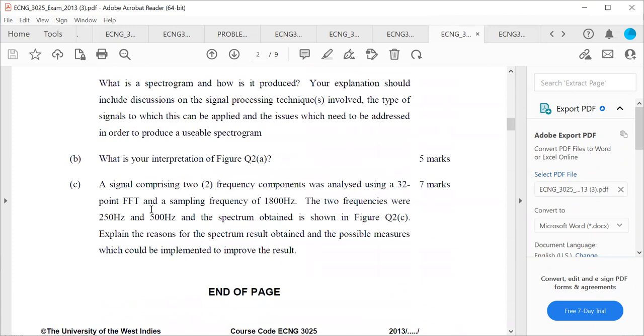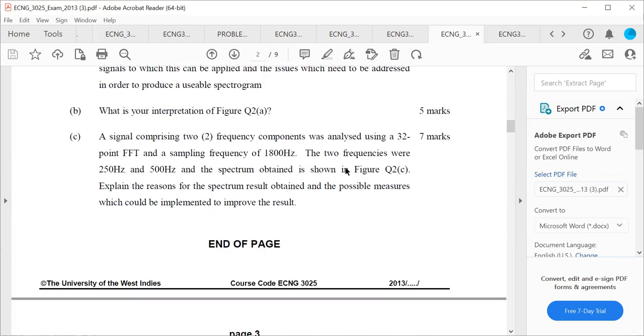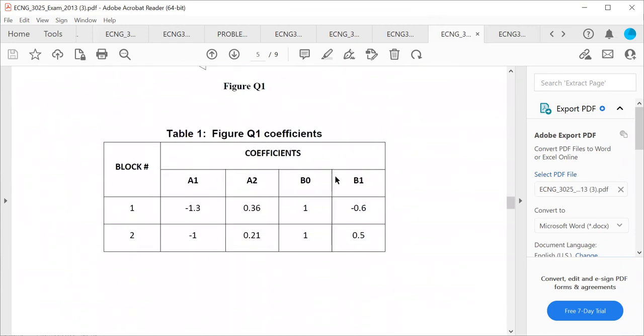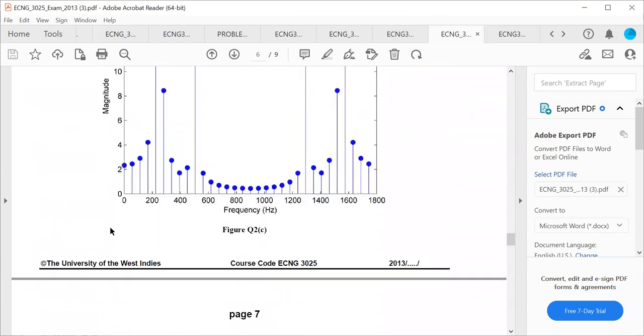Right. A 32 point and the sampling frequency was 1800 hertz, sorry. So the bin spacing is 1800 divided by 32. So you can look at this, but of course, if it's 1800 divided by 32, this is DC. This is 1800 divided by 32, which will be the bin spacing. This will be twice that, three times that, and so on.